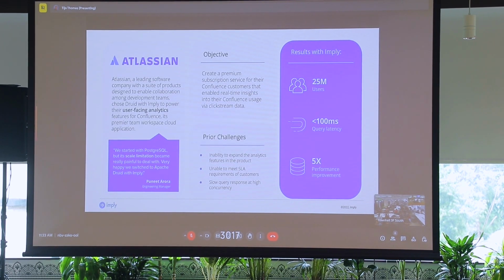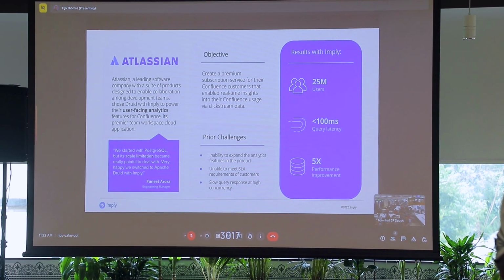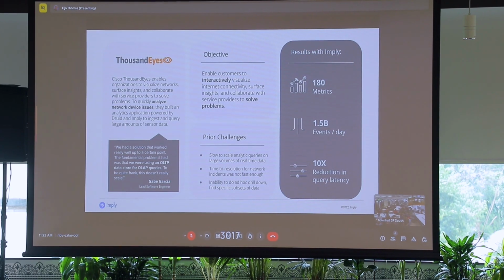Yeah. So same with Atlassian. Just look at the figure in the blue color, right? 25 million users, less than 100 millisecond response time. 5x performance improvement once they moved from, I'm not naming that other tool, to Druid. Yep, and ThousandEyes, which is acquired by Cisco. Around 180 metrics, 1.5 billion events per day. Once it moved to Druid, 10x reduction in query latency.